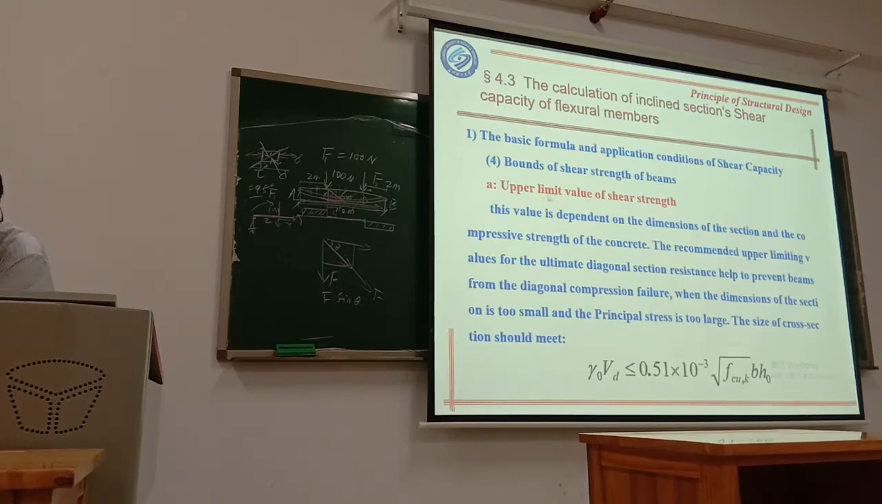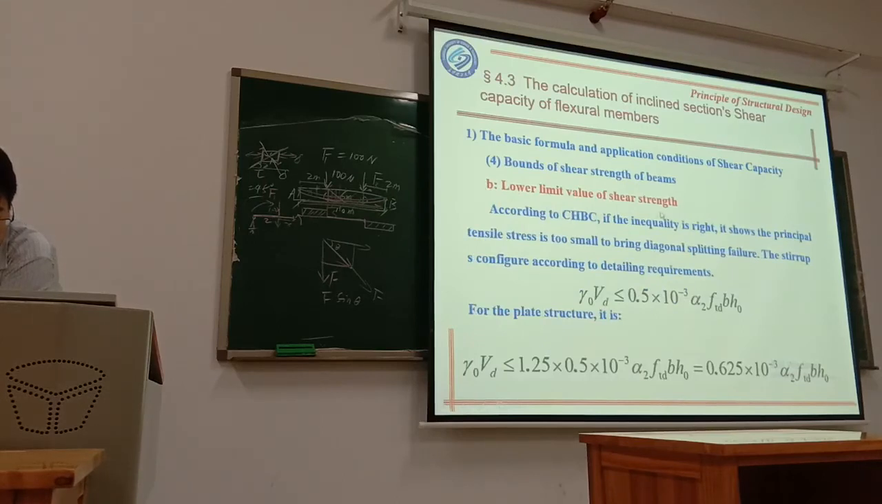So this is the upper limit value of the shear strength, and the lower limit value of the shear strength. According to CHBC, if the inequality is right, it shows the principal tensile stress is too small to bring diagonal splitting failure. The standard configuration according to the detailed requirement is like this.